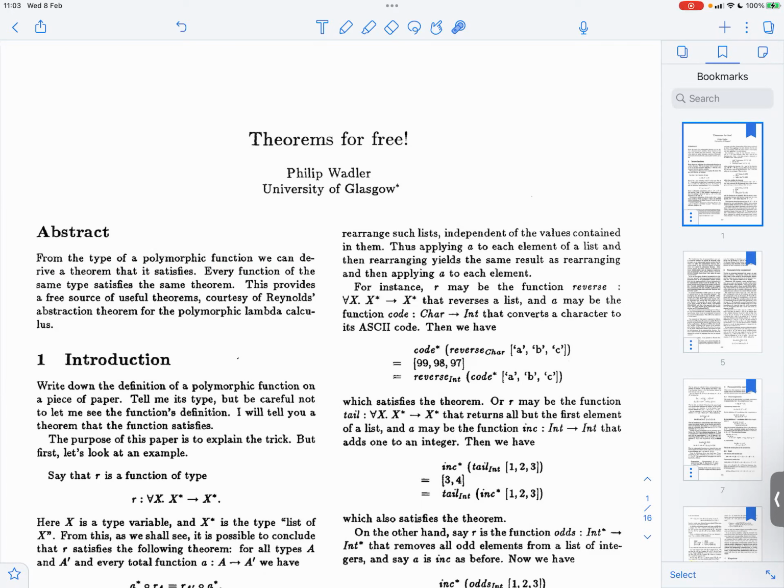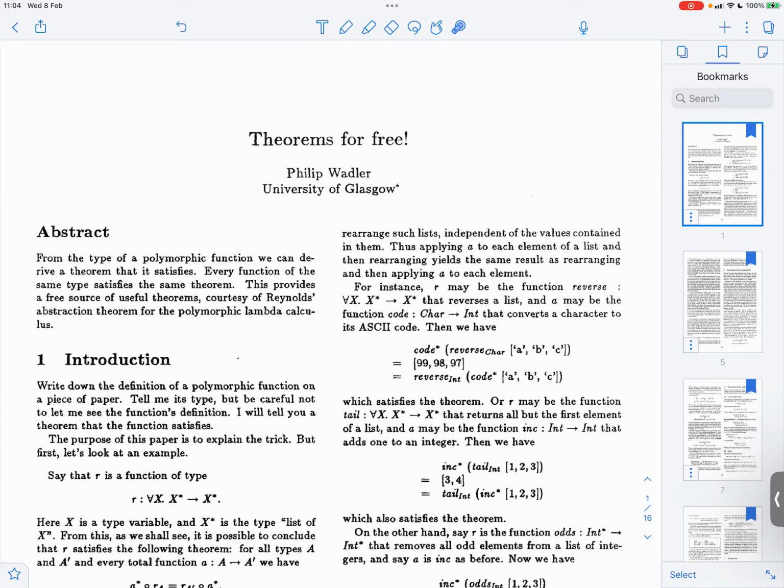And then we are asking the question, so first of all, given the type of a polymorphic function, how do we write that theorem that it's satisfied? As a practical programmer, I may not need to go through the proof of why this is true, that it satisfies the theorem, but I need to know what it is that it satisfies.